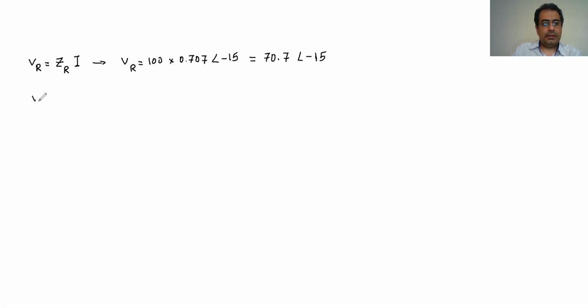The same for the inductance. I'll go ahead, it's going to be Z_L times I, and the V_L is going to be the Z_L, and the Z_L was j150. So that was the Z_L. And then times the I, which is 0.707 with angle of negative 15. Now to do the calculation, I have to convert this to the polar format.